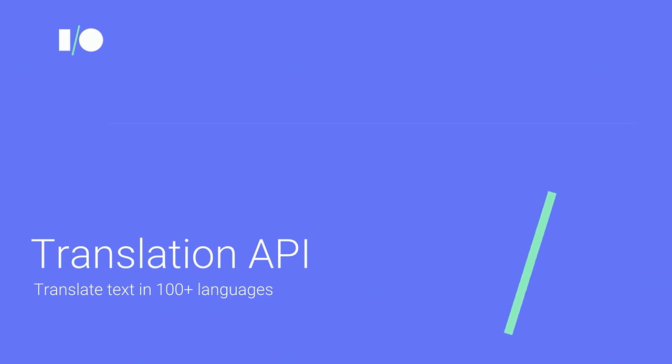So next thing you might want to do with your text, once you're done analyzing it, is you might want to translate it into many different languages. You likely have users for your application all over the world. You want to make sure your app is accessible to them wherever they are. With the Translation API, you can translate your text in over 100 languages.